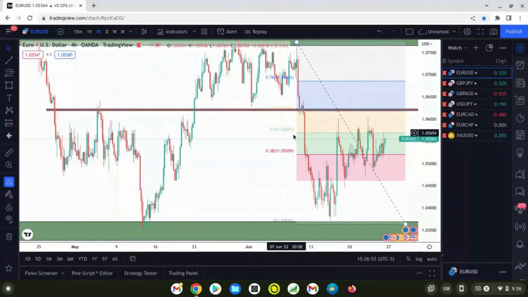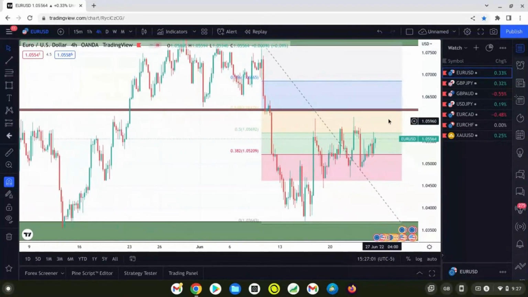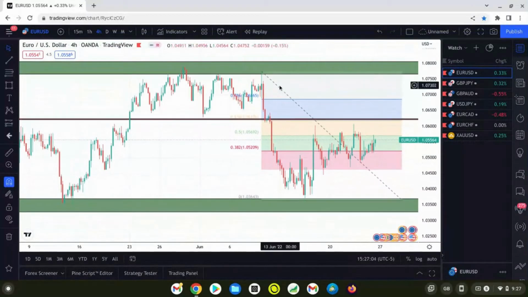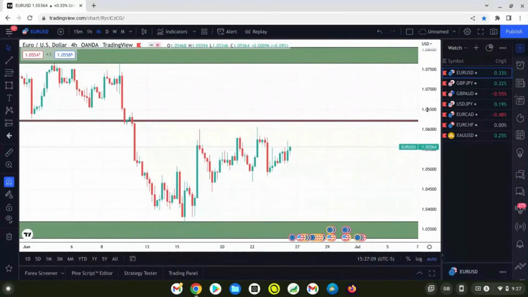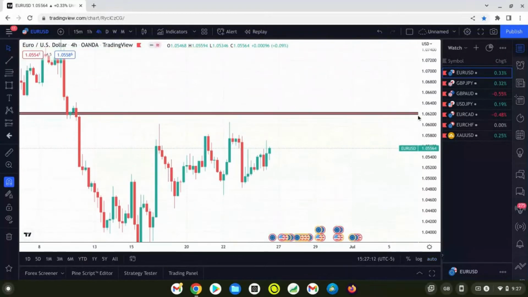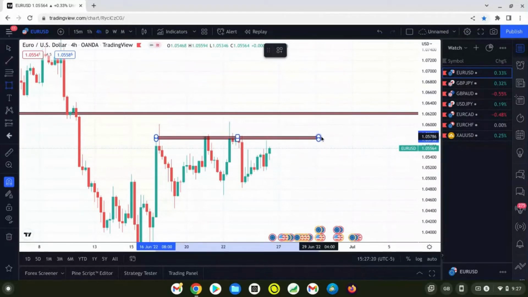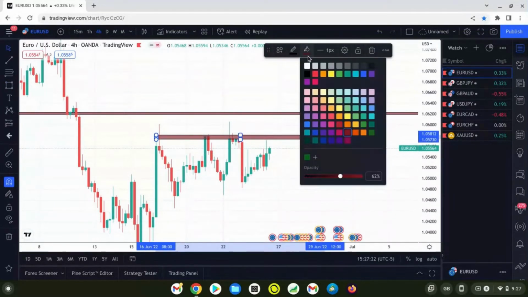how the price has retraced to this 50%, and the 50% is holding very well. So the 50% is holding very well, and I'm going to draw an additional resistance level right here. So this is exactly what I'm looking at.